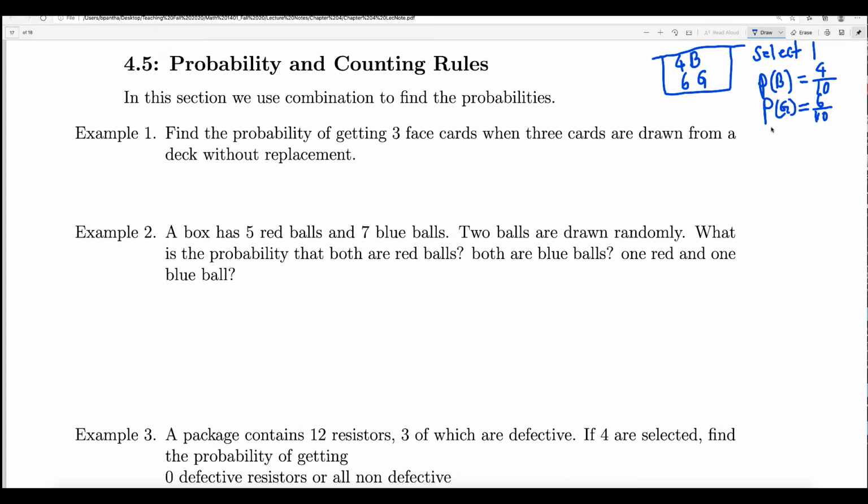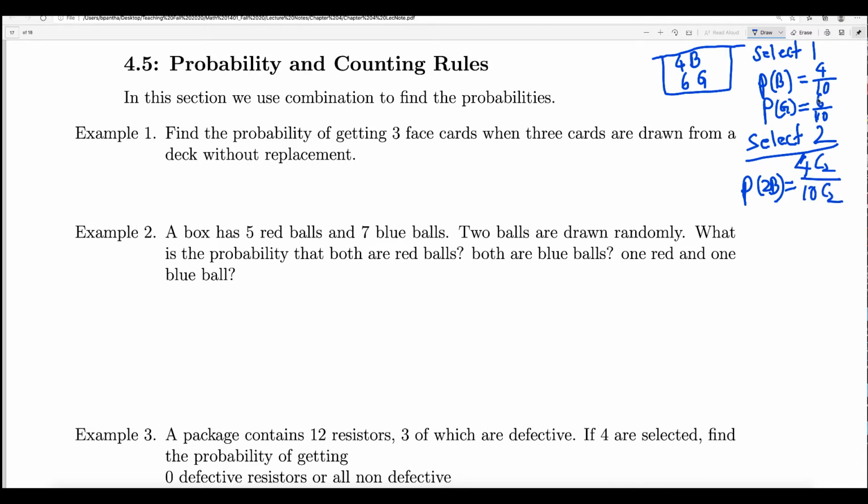But if you select 2, how many ways can you select 2 people out of 10? The total number of people is 10, so the denominator will look like this. So the probability of, let's say, 2 boys. If you select 2 boys, how many boys are there? 4. You can select 2 boys out of 4 boys in 4C2 ways, divided by the total number of people, 10, selecting 2.